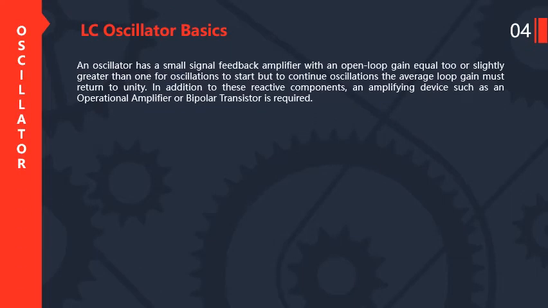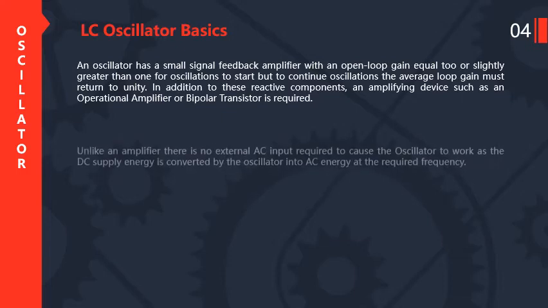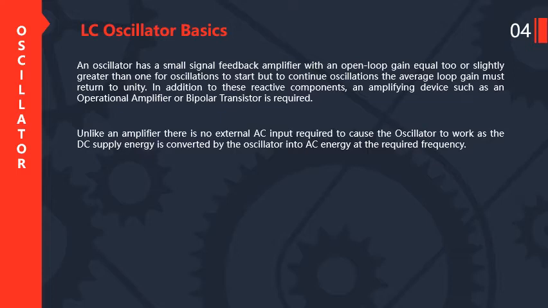An oscillator has a small signal feedback amplifier with an open loop gain equal to or slightly greater than 1 for oscillation to start, but to continue oscillation, the average loop gain must return to unity. In addition to these reactive components, an amplifying device such as an operational amplifier or bipolar transistor is required. Unlike an amplifier, there is no external AC input required to cause the oscillator to work, as the DC supply energy is converted by the oscillator into AC energy at the required frequency.